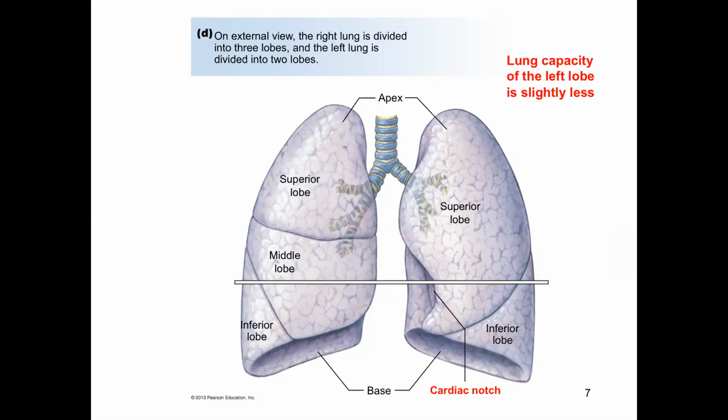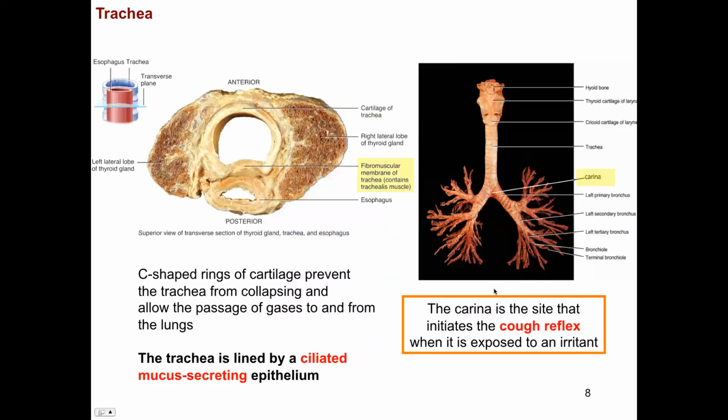And the other thing here is that the left lung has slightly less capacity, and that is because the heart, as you know, is slightly left of center, and the apex of the heart sort of fits right here into this cardiac notch. Even though the heart is in its own chamber, it does affect the shape of the chamber of the left lung. All right. Okay, next thing, the trachea.